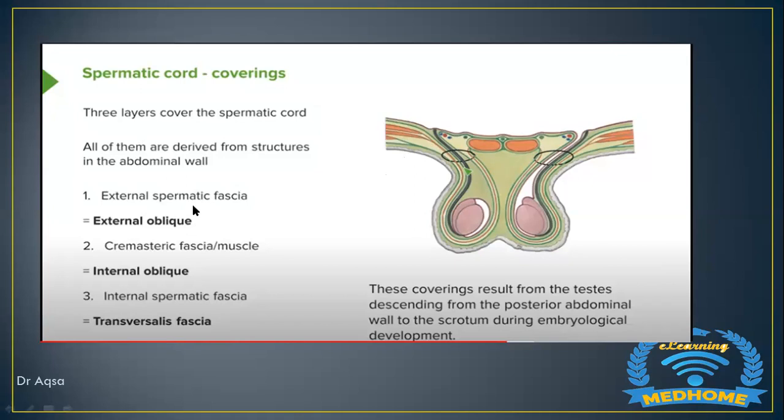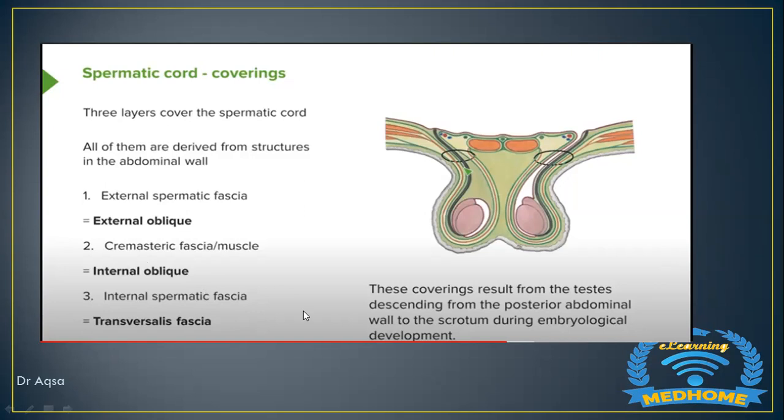So the external spermatic fascia, we already discussed, it is formed by the external oblique muscle. So external and external are easy to remember. Then we have the cremasteric fascia or the cremasteric muscle, which is formed by the internal oblique muscle. And lastly, we have the internal spermatic fascia. It is formed by the transversalis fascia.